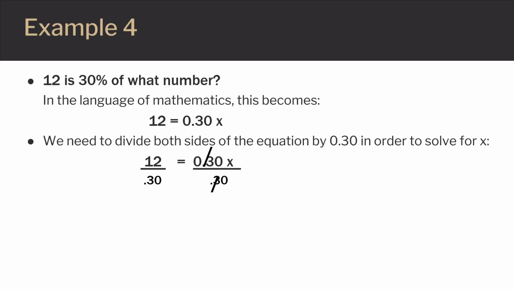On the left, we end up with 12 divided by 0.3. Enter this into your calculator, and you end up with x equals 40. So we would say 12 is 30% of 40.